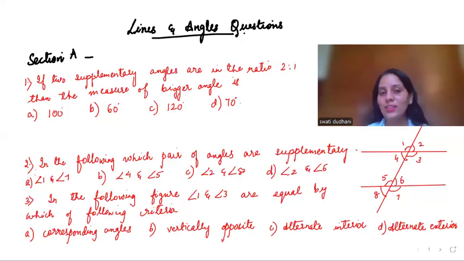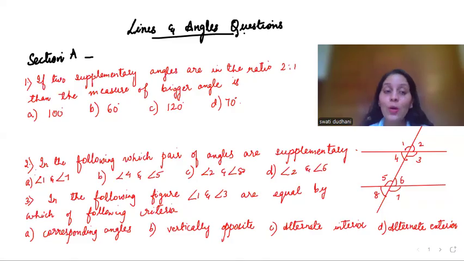Hi, this is Swati, and in today's video, we'll see some very important and most repeated questions of chapter Lines and Angles, grade 9th. So, we'll see it in three parts, section A, B, and C. In section A, we'll cover all the MCQs, 1 markers. In section B, we'll see 2 or 3 markers, and in section C, we'll see 4 or 5 marker questions.